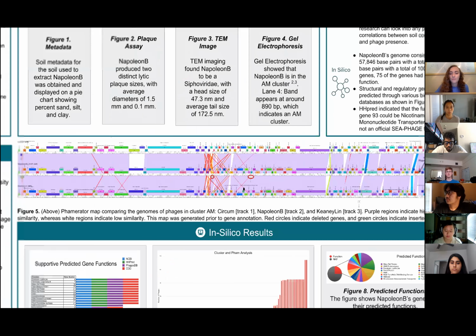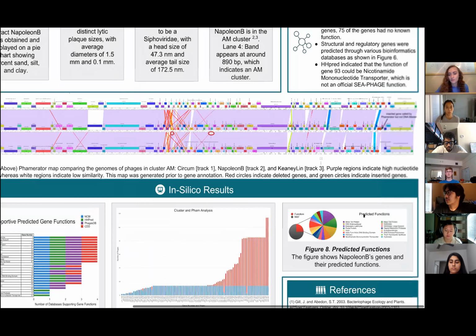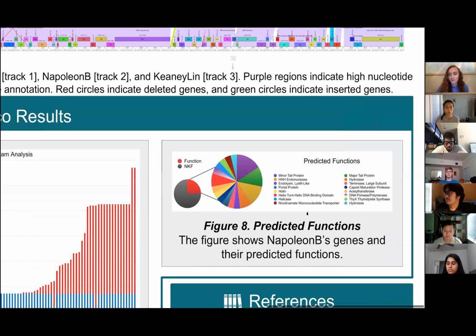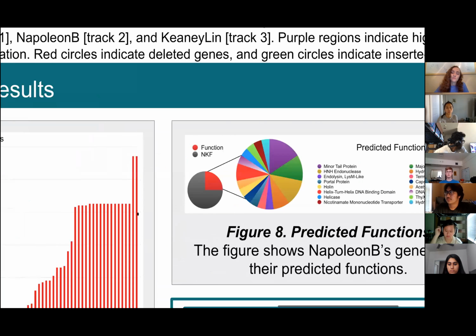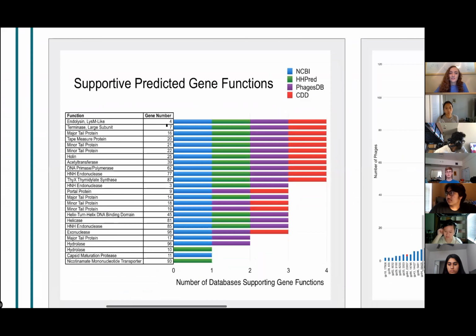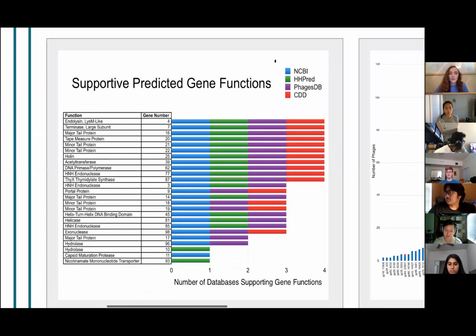So based off our genes, we were able to predict different functions. We were only able to predict 1/4 of the functions. There were still a lot of functions we weren't able to determine, but we were able to determine all these functions thanks to all these different databases. So NCBI, most people are familiar with this.